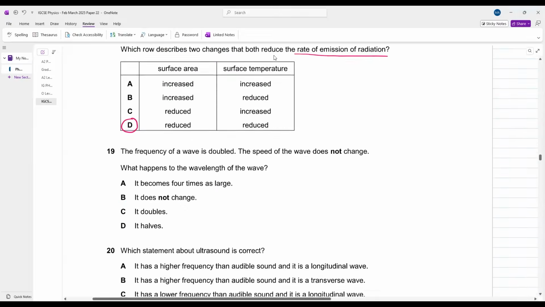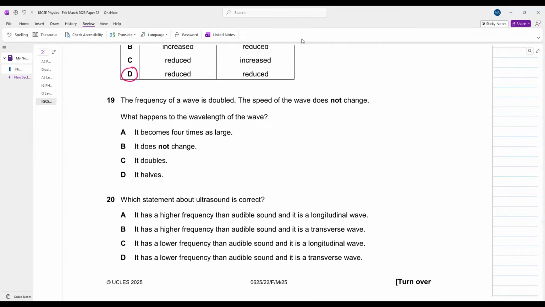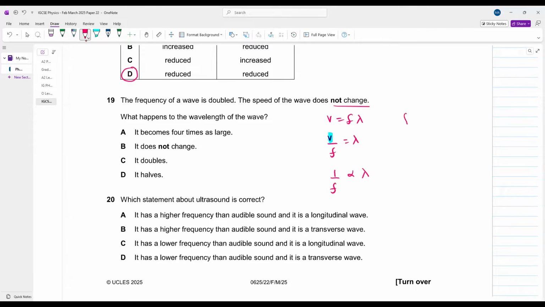If you reduce the surface temperature, then too radiation का rate reduce हो जाएगा. D is your answer. The frequency of a wave is doubled. The speed does not change. What happens to the wavelength? Do we remember this formula? V is equal to F lambda. Frequency को नीचे ले आओ बेटा. Now your velocity is constant. That means frequency is inversely proportional to wavelength. If your frequency has doubled, your wavelength will halve because they are inversely proportional. अगर आप frequency को double करते हो, wavelength क्या हो जाएगी? Half हो जाएगी. D is your answer.